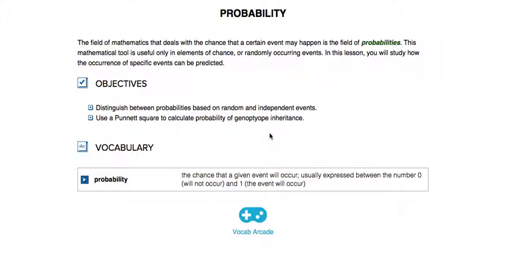A couple of points to remember: when you're talking probability, you're talking about mathematics dealing with the chance that certain events will occur. So probability is really that tool that helps you determine the elements of chance, or how randomly occurring events do in fact happen. With that, let's talk a few minutes about the project.